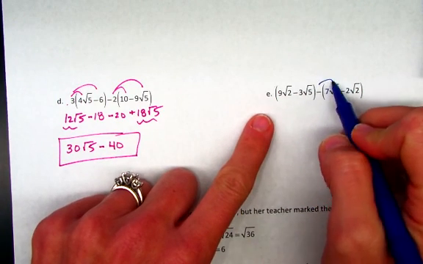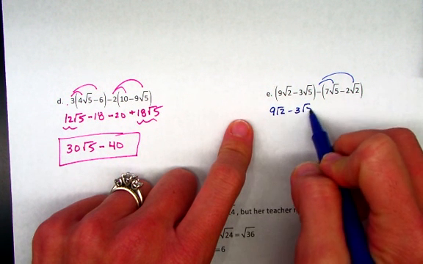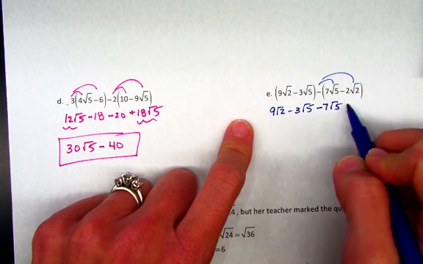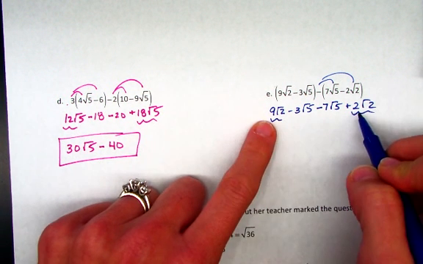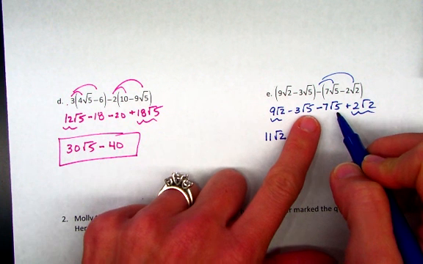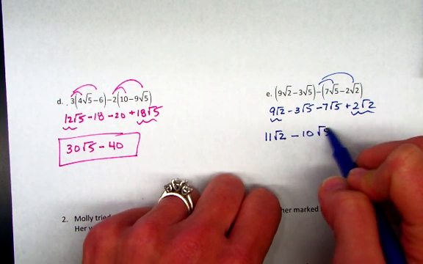For this, we need to distribute the negative 1. So we get 9 root 2 minus 3 root 5 minus 7 root 5. And a negative times a negative is positive 2 root 2. So for my root 2 terms, I'm going to add 9 plus 2, and we get 11 root 2. For my root 5 terms, I'm going to get negative 3 minus 7, which is minus 10 root 5.